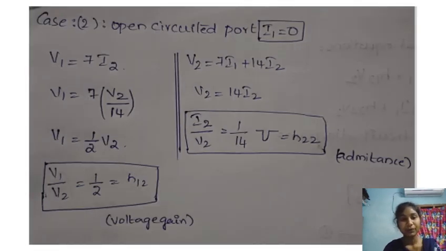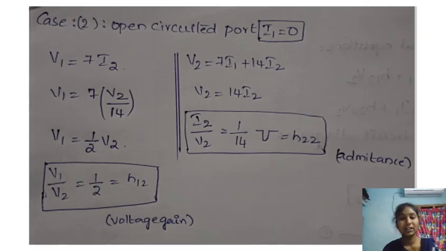Let's see case 2. Here case 2 is an open circuited port, so I1 is equal to 0. Substitute I1 equal to 0 in both equation 1 and equation 2. V1 is equal to 7I2. V2 is equal to 7I1 plus 14I2. We take I2 as common, so V1 is equal to 7 into V2 by 14. V1 is equal to 1 by 2 V2. Next, for H12, V1 by V2 is equal to 1 by 2. Here there are no units because it is a voltage gain.